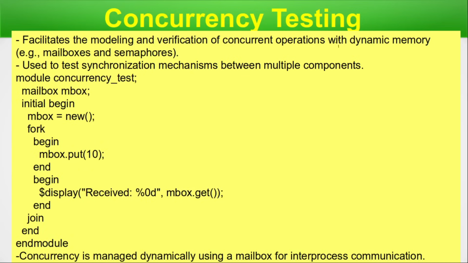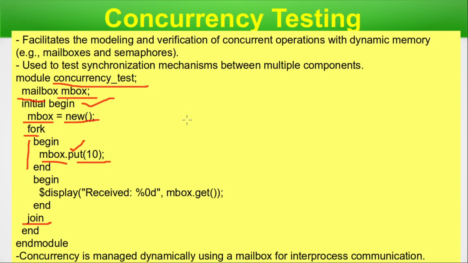Here goes our example. We name the module concurrency test. We define a mailbox, this is mbox, and here we start the initial block, and here we instantiate an object with new, and we do the fork and join process here. In the first fork we have mbox.put(10). Again, SystemVerilog is an object-oriented language, and hence we have many predefined methods associated with the different entities here.